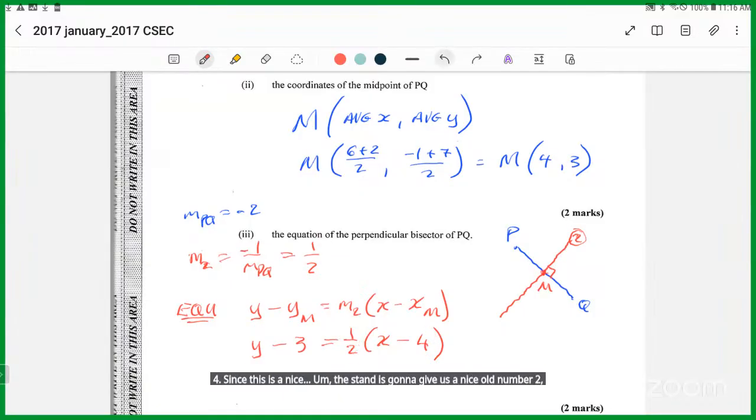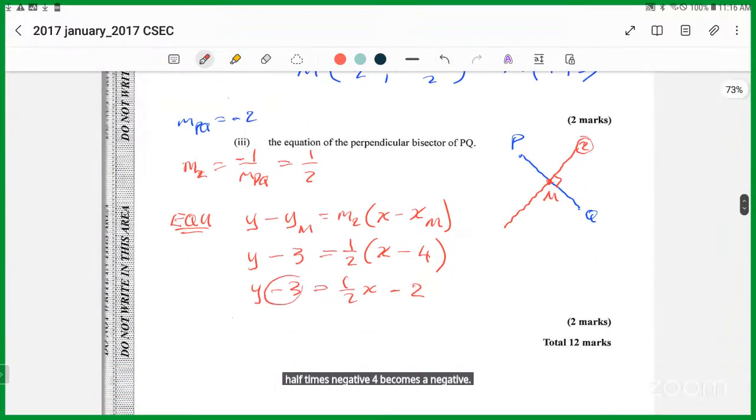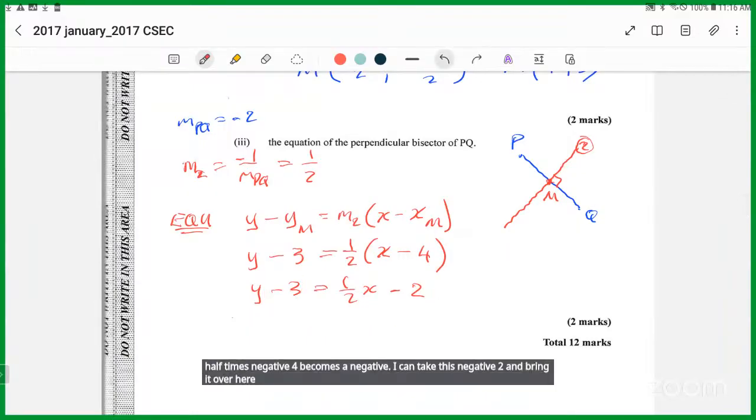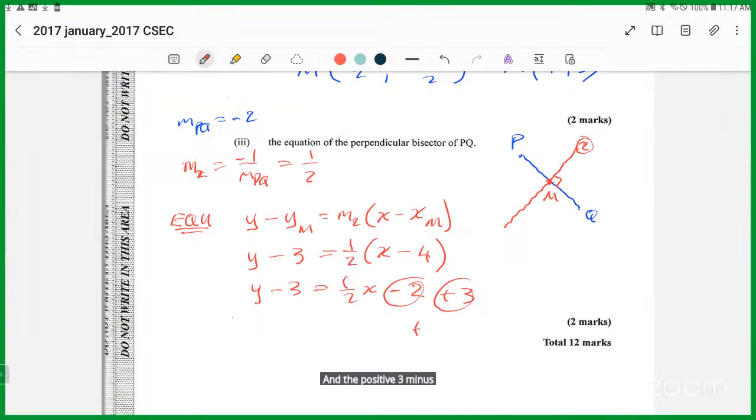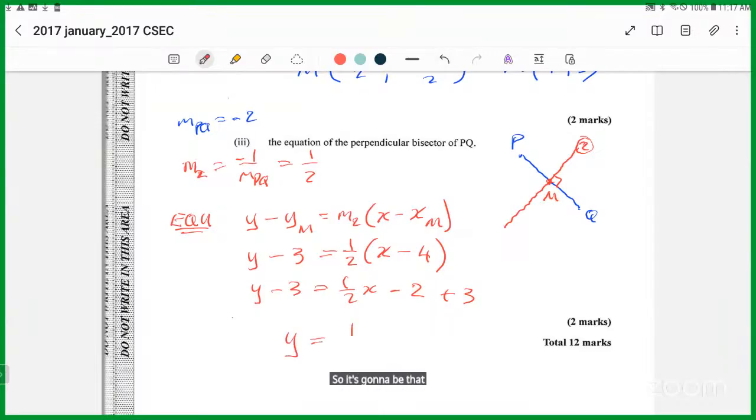This time this is going to give us a nice whole number, 2, so I can just expand the half across this bracket straight. So I'm going to have y minus 3 equals half times x is half x, and half times this negative 4 becomes a negative 2. Then I can take this negative 3 and bring it over here. It's going to become a positive 3 when I do that, and then positive 3 minus 2 is going to become a plus 1. So it's going to be that y is equal to half x plus 1.